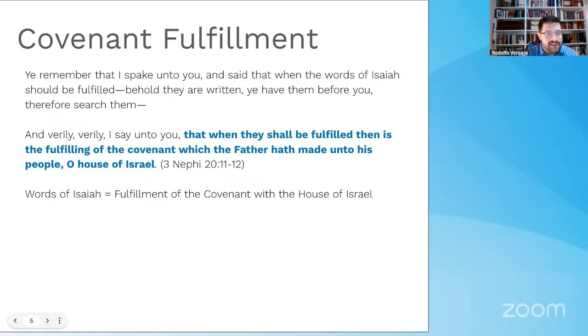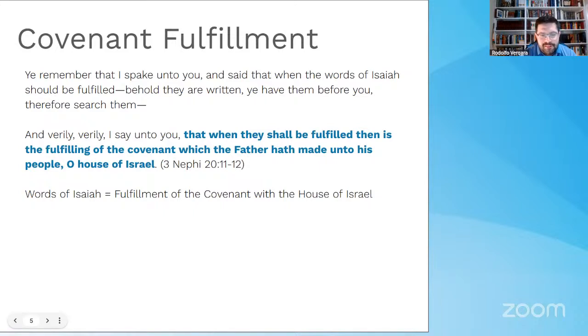And he said, yeah, remember, I spake unto you and said that when the words of Isaiah should be fulfilled. So this is the fulfillment of the words of Isaiah. Before they are written, you have them before you, therefore search them. So you have there a commandment. And verily, verily, I say unto you that when they should be fulfilled, then is the fulfilling of the covenant which the Father had made unto his people, O house of Israel.